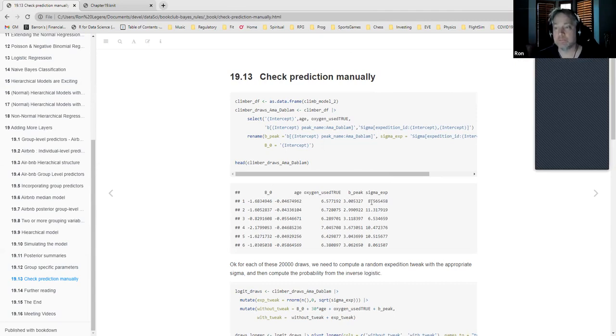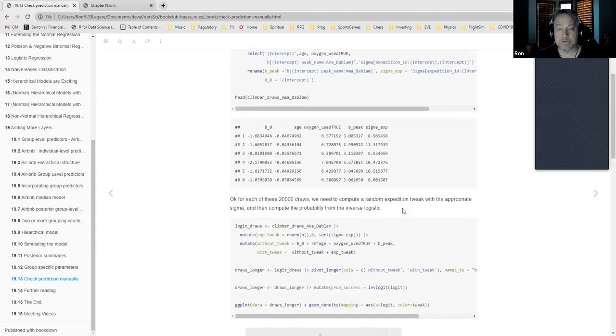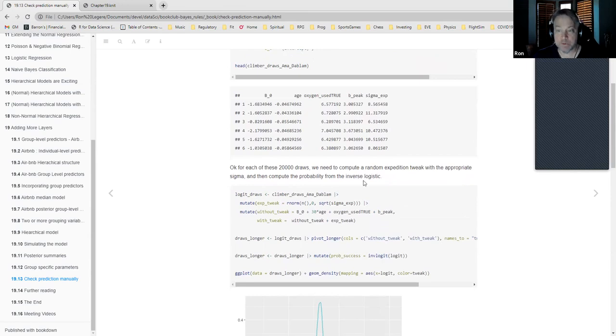This is the fact that I don't know what the expedition tweak is for a new expedition, but I do know the variability from expedition to expedition. I better account for that, so that's this sigma expedition. For each of those draws, I'm going to compute a random expedition tweak using that sigma. Remember, these are squared, these are actually variances. Then I compute the log odds based on the model. I did it twice, once without the tweak and once with the expedition tweak, just to show the difference between the two when you don't account for that variation from expedition to expedition, if you just use 0, which is what we were using before.